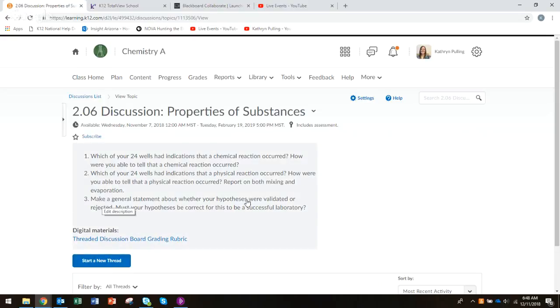There's one part that is sharing your hypothesis and making sure you discuss whether or not that hypothesis was supported or rejected by what you saw. But don't forget the second part. Must your hypotheses be correct to be successful in this laboratory? This is a yes or no answer, but you need to explain why you say yes or no. So again, to get full points, make sure you answer these completely. But let's do some review to make sure you know how.